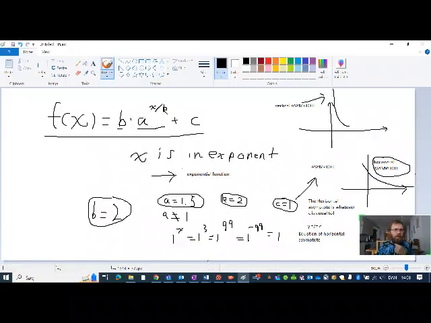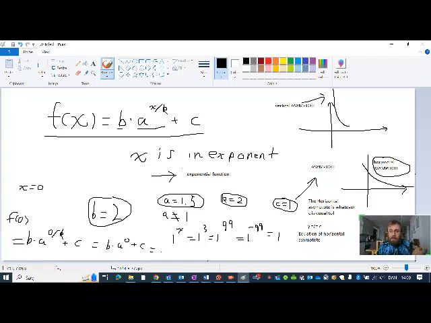Because let's actually run through the math of what's going on here. What's going on at x equals 0? What happens when that's true? Well, then our function is taken at 0, right? So that means that we have something like this: b times a to the 0 divided by k, plus c. But here's the thing. It doesn't really matter what k is now because 0 divided by k is still 0. So we've got b times a to the 0 plus c.